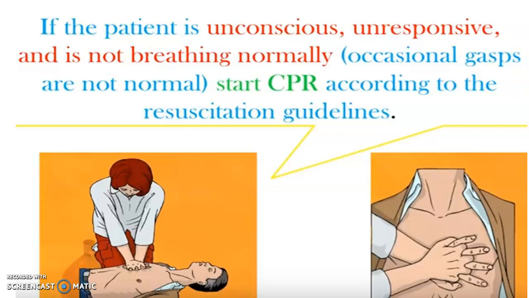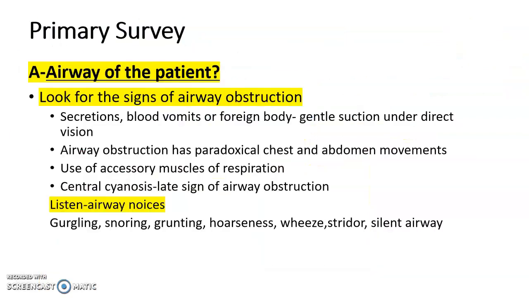As you know, the CPR approach is the CAB approach. You can go to the CAB approach. Primary survey, when it comes to airway in detail, look for signs of airway obstruction, secretions, especially in the ICU. You look for secretions, blood, vomitus or foreign body. You have to gently suction under direct vision, and you have to assess the airway for any obstruction or any paradoxical chest movement or abdominal movement.